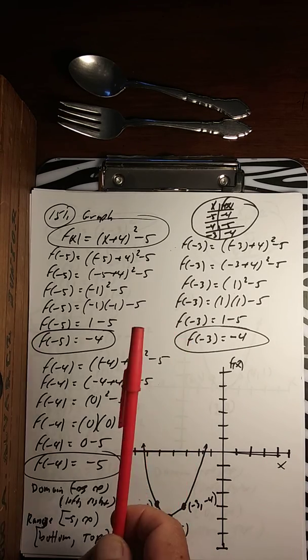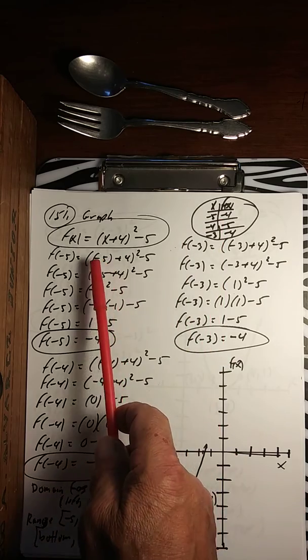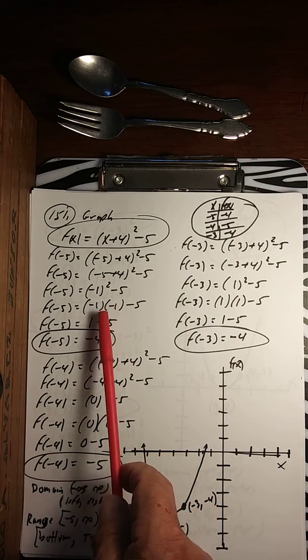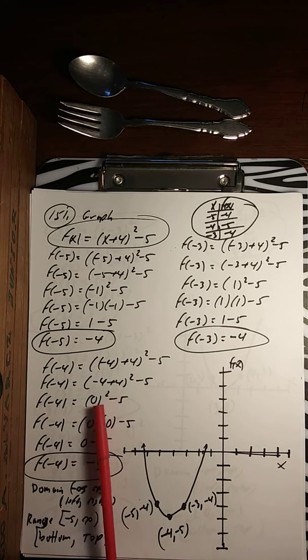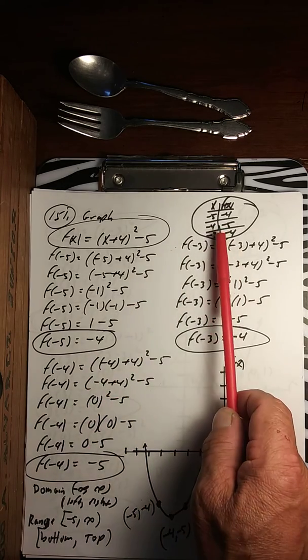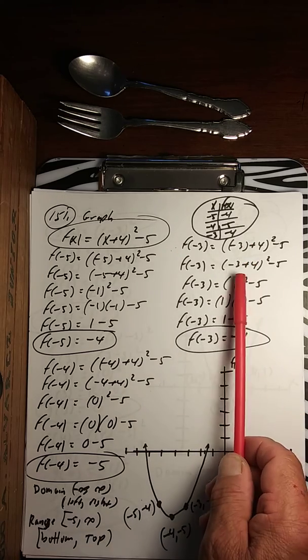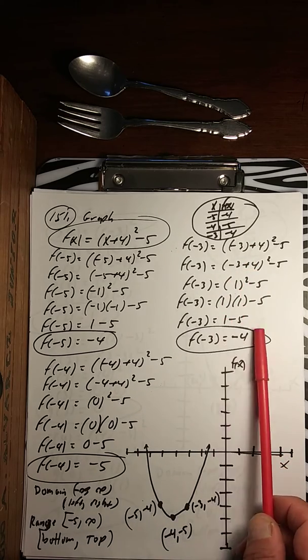This one, graph this. Put the numbers in there. Negative 5. Negative 1 squared is 1. 1 minus 5, negative 4. Put a 4 in there. Negative 4, squared is 0. 0 times 0 is 0. 0 minus 5, negative 5. Put a negative 3 in there. Negative 3 squared is going to be 1. 1 times 1 is 1. 1 minus 5, negative 4.